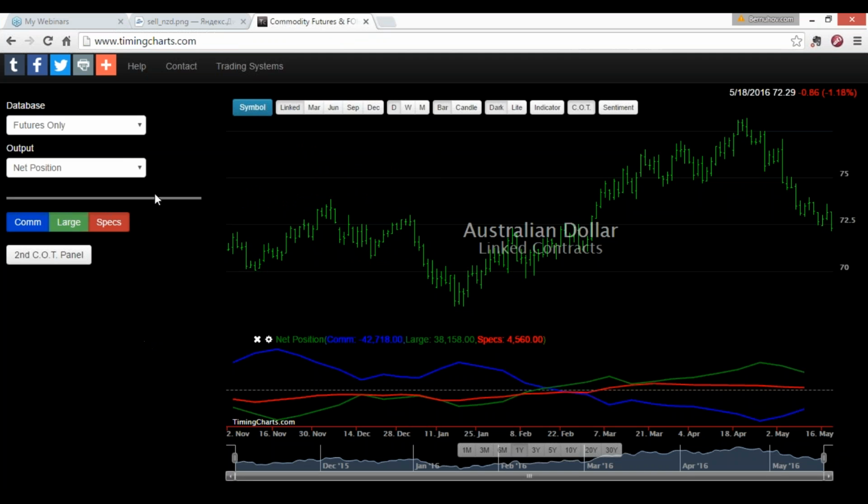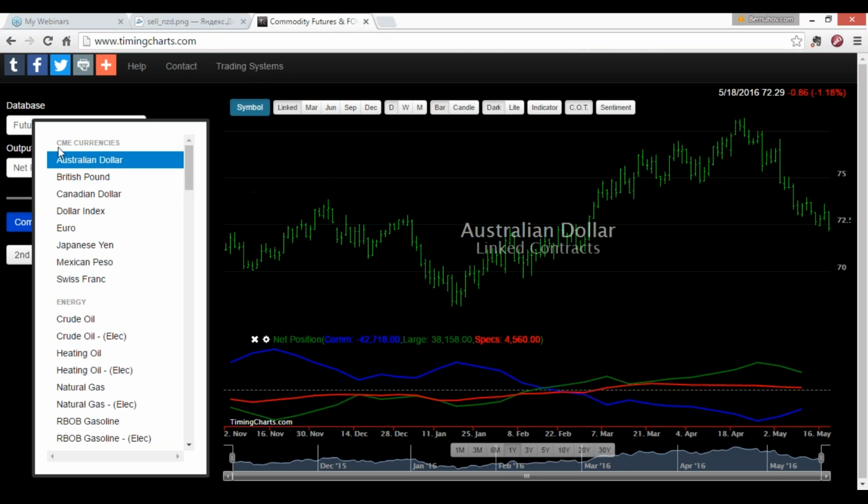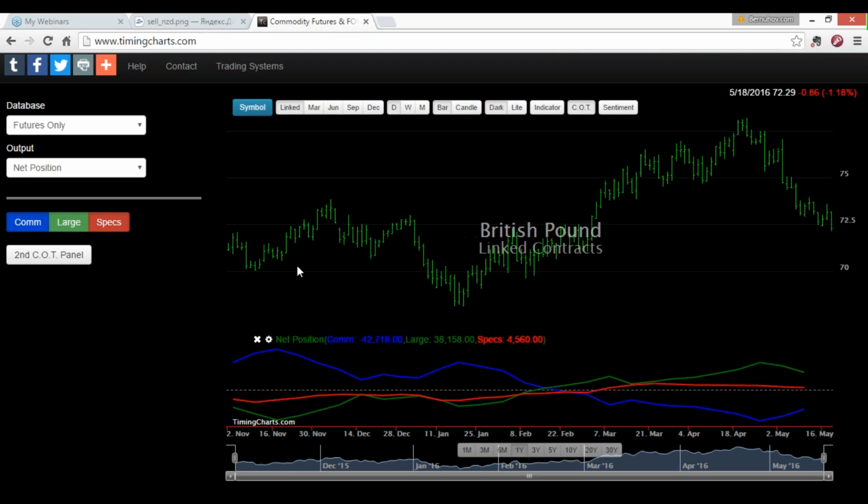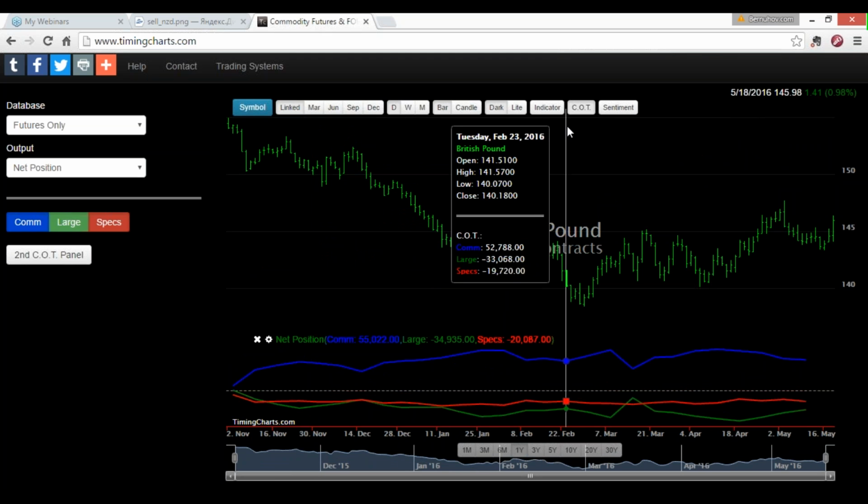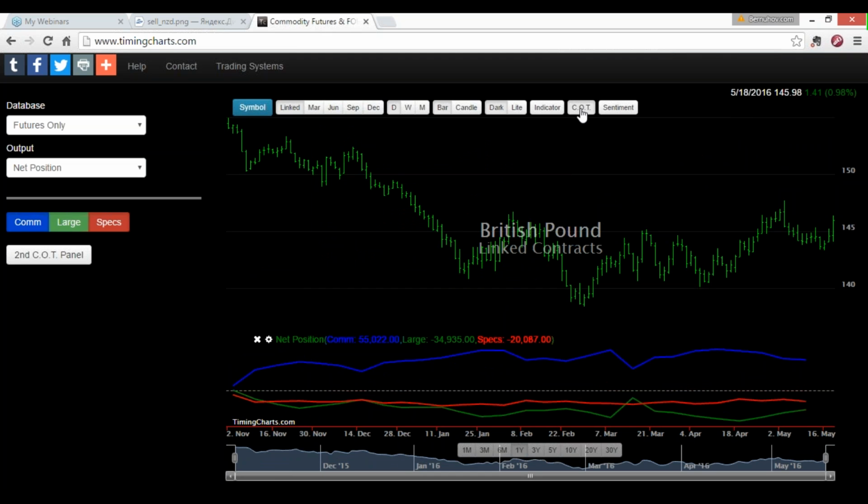All right, we choose the currency pair. We go to the timing charts. We choose the currency pair from this list. For example, it can be British pound. Let's select British pound from here. And we have the COT button pushed here.